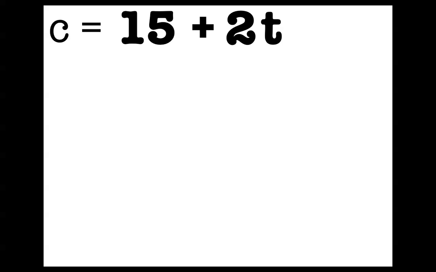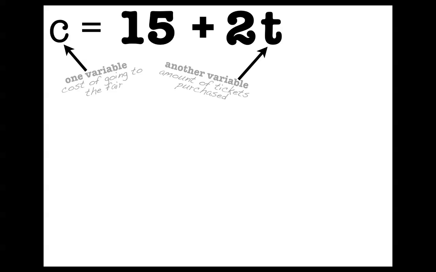This is bivariate data because you've got one variable for the cost of going to the fair, and that's a variable because the cost could be different for you than it is for me. The other variable is the amount of tickets that you purchase. That could change as well, so that's a second variable. This is so bivariate. Seriously.